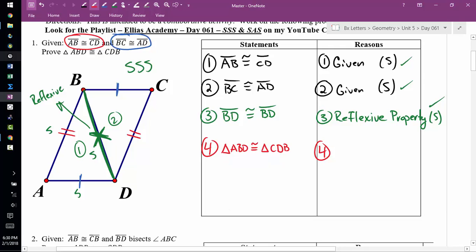And how do I know those triangles are congruent? Well, that's the side-side-side postulate. And that's this first proof taken care of.